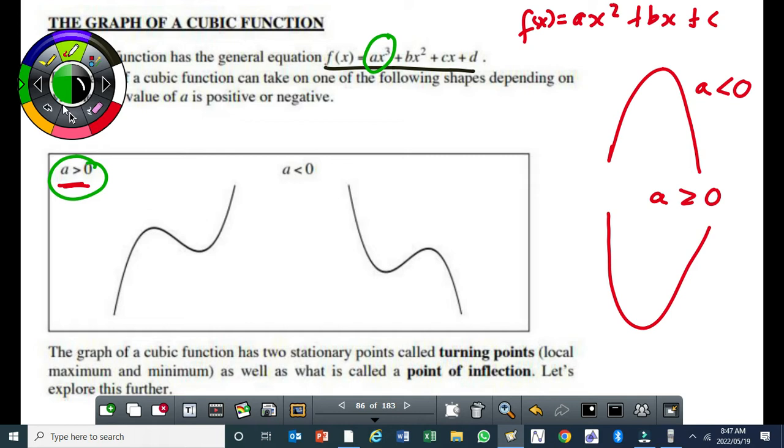Now, sometimes you can have a stationary point. These turning points are also called stationary points in calculus, because the graph stops increasing or decreasing at the turning point. So turning points are also called stationary points. Now, there are some cases where you can have turning points or stationary points being what are called points of inflection. So I'm going to talk about that now.